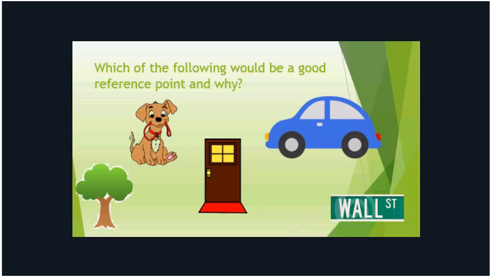So the good reference points in this picture would be the tree and the door and the Wall Street sign. The reason why a car and a dog would not be a good reference point is because they can move, and if they move, you don't know what the distance between you and the other object would be.